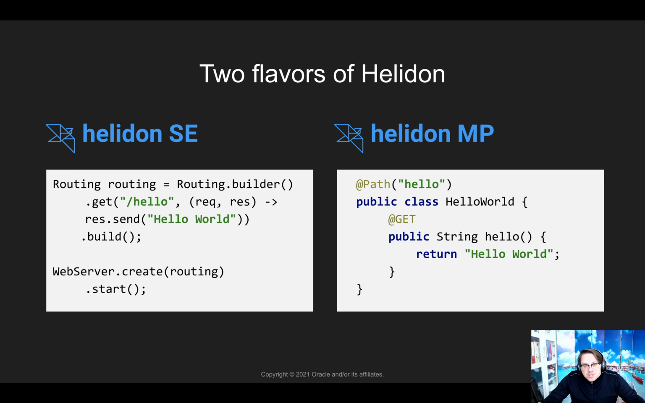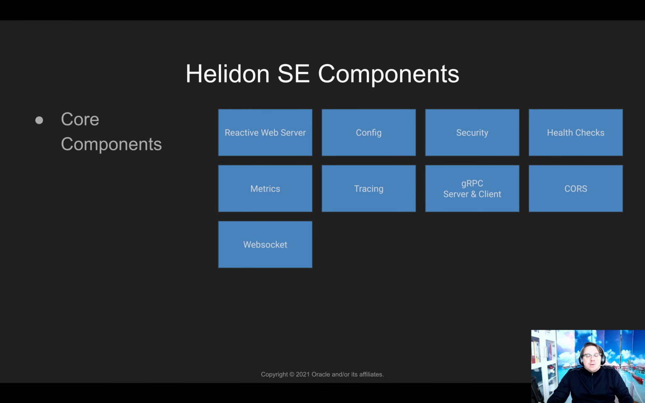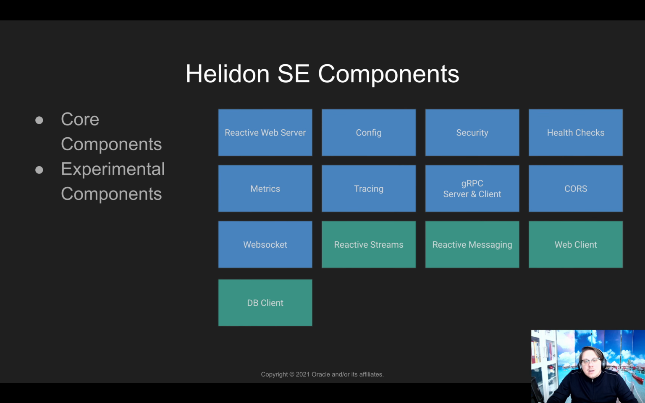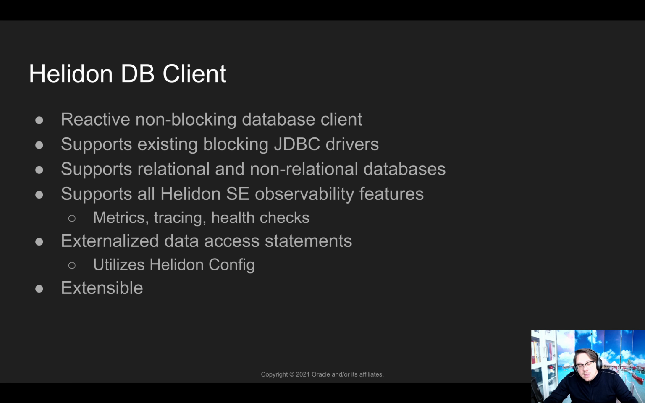So, two examples of code. In MP we have the path annotation and the get annotation, and Helidon SE is the pure reactive way of doing it in pure Java. So: routing builder, get, response send, build, and for the server, just create and start. Pure Java. Once again, the core components are almost the same, as they serve as the foundation for Helidon MP.